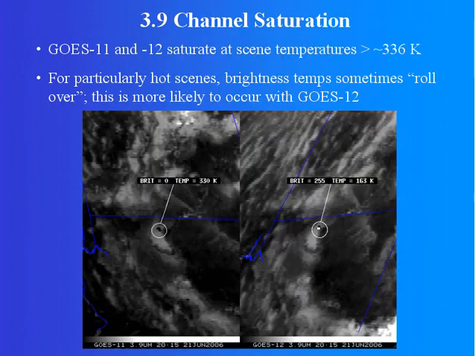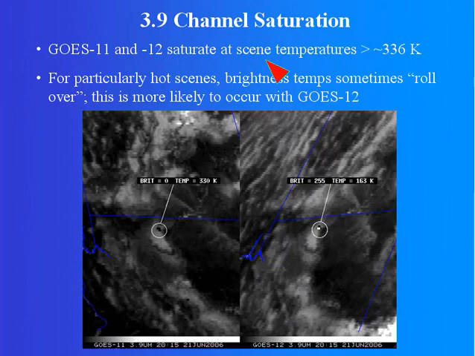Another issue that you sometimes have to deal with on the 3.9 channel is saturation. This occurs, with either GOES 11 or GOES 12, whenever the scene temperatures get really hot. The time this most often occurs is with fires, although sometimes in the desert southwest during the middle of summer you can get temperatures this hot. Whenever the scene temperature is greater than about maybe 336 Kelvin, the channel saturates, meaning that even if it got hotter, you would still be at the top of the brightness scale.